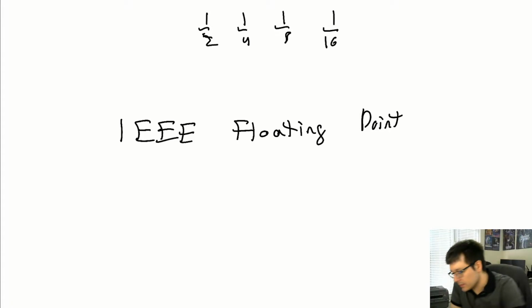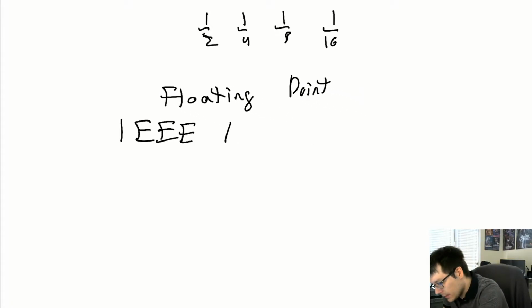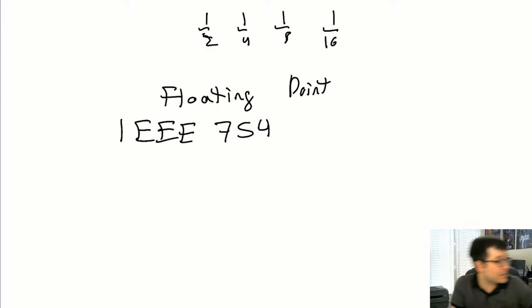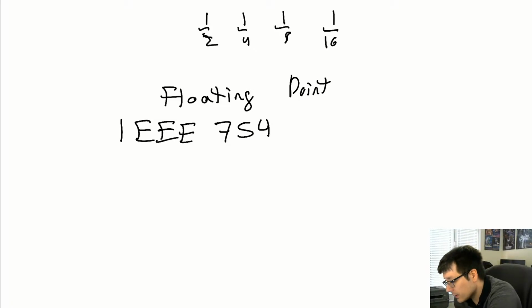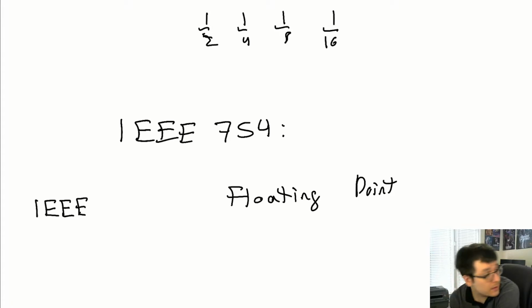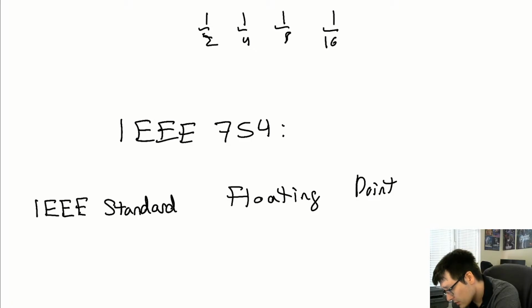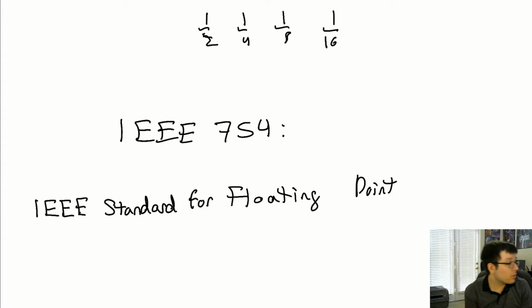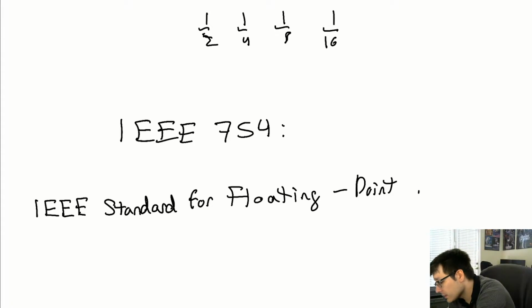So the official name for that stuff is 754. It's an IEEE standard for floating point arithmetic.